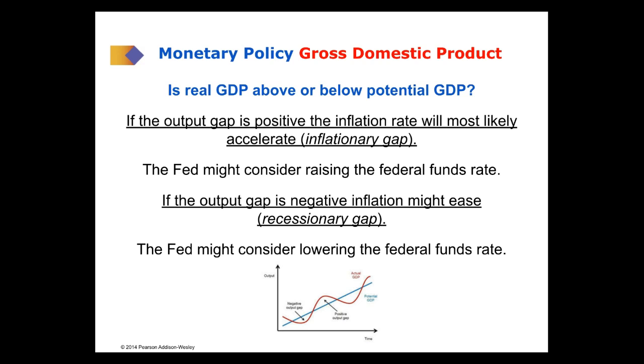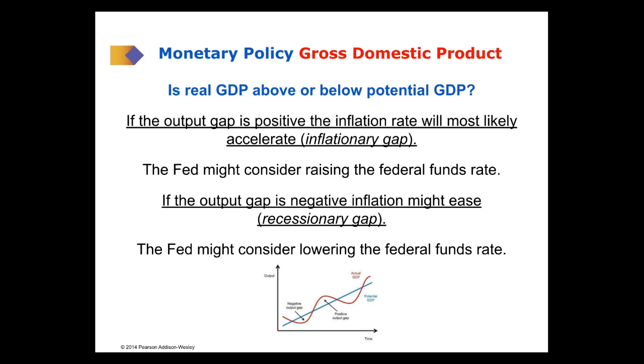And when the output gap is positive, we have the opposite situation. We have an inflationary gap where real GDP is above potential GDP. The economy is overheating. We need to raise rates as a way of having less money in the system, less economic activity, and less pressure on prices, wage rates, and inflation.